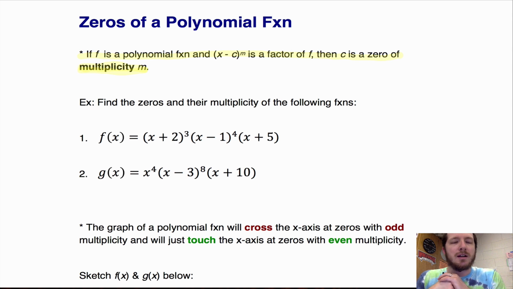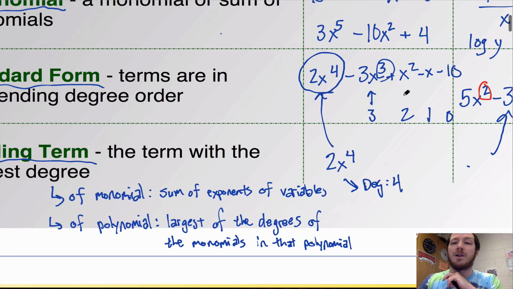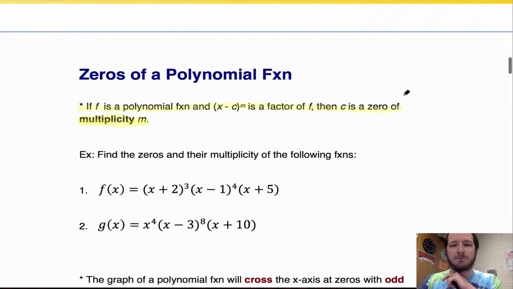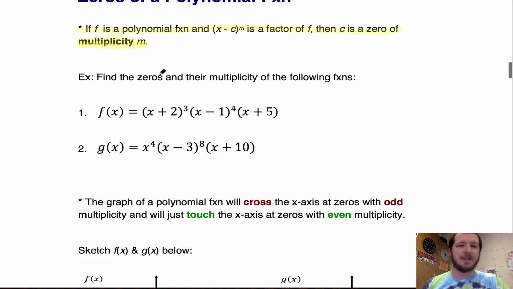So if we've got a factor x minus c, we've got our standard form of polynomial functions, which we talked about up here. We've also got another form, which is factored form, which we're going to see in just a second. And the benefit of seeing the factors is that we can see, number one, the zeros, and then kind of what our graph's going to look like right around those zeros. So in this first example, it says find the zeros and their multiplicity of the following functions.